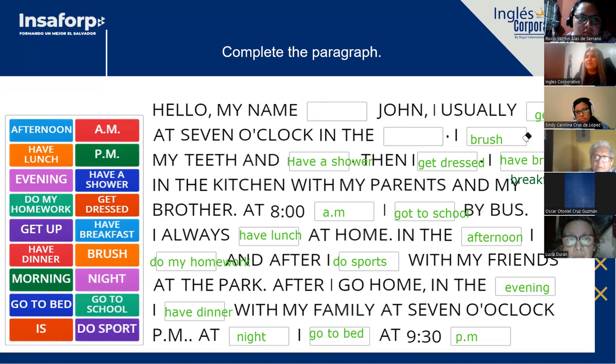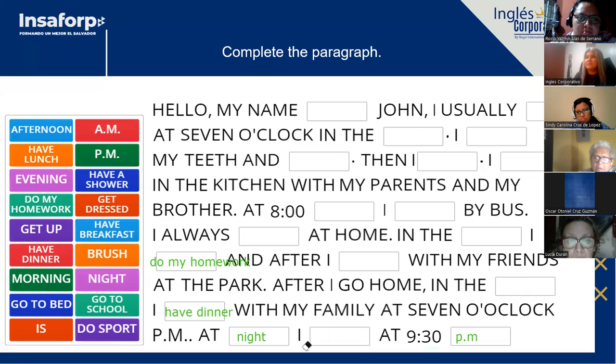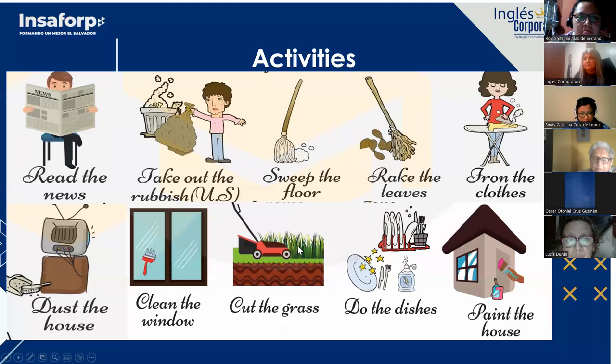Okay, let me just erase everything. Okay, activities. We have more activities here that we usually do, right? Every day. If we use the present continuous, how are we going to make the sentences? For example, the first one. He is reading the news.